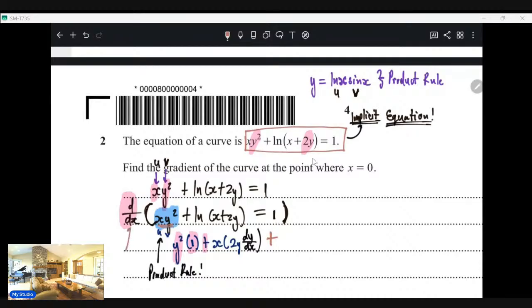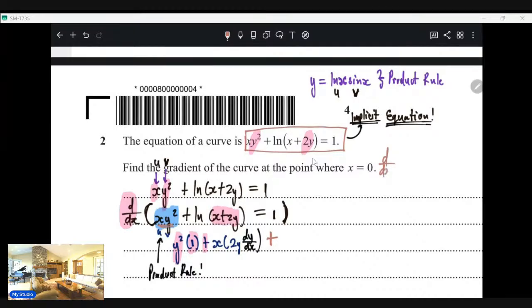Remember, we are differentiating everything. So now we say plus. Now we are differentiating something that has to do with ln. Let me give you a tip. Listen to this tip. When you are differentiating something to do with ln, here is a rule.